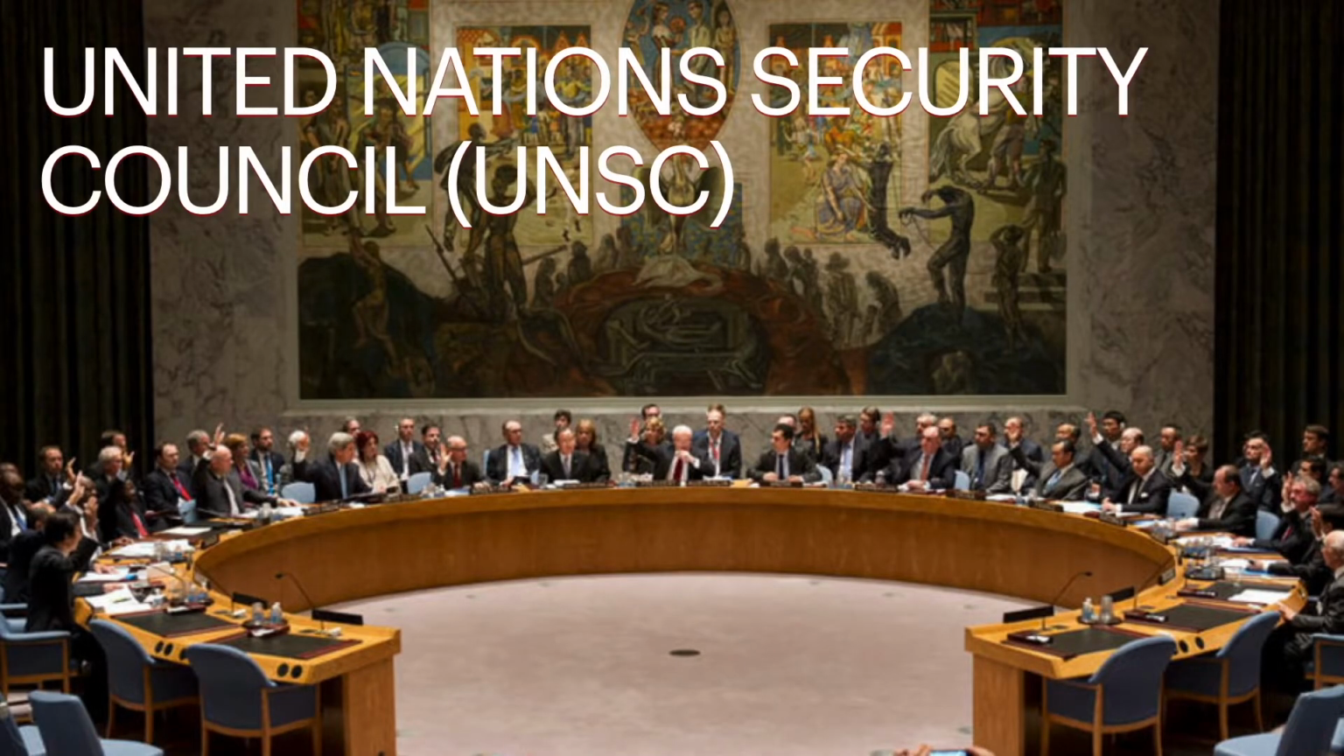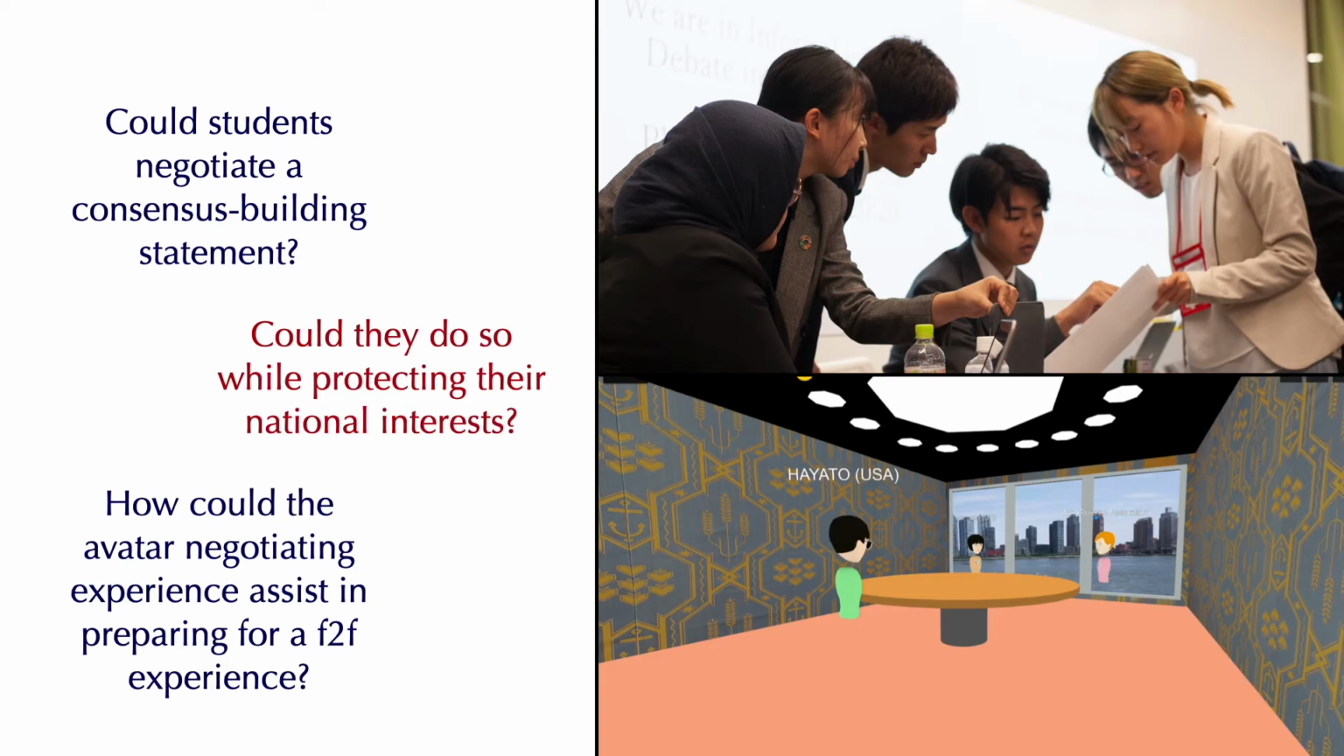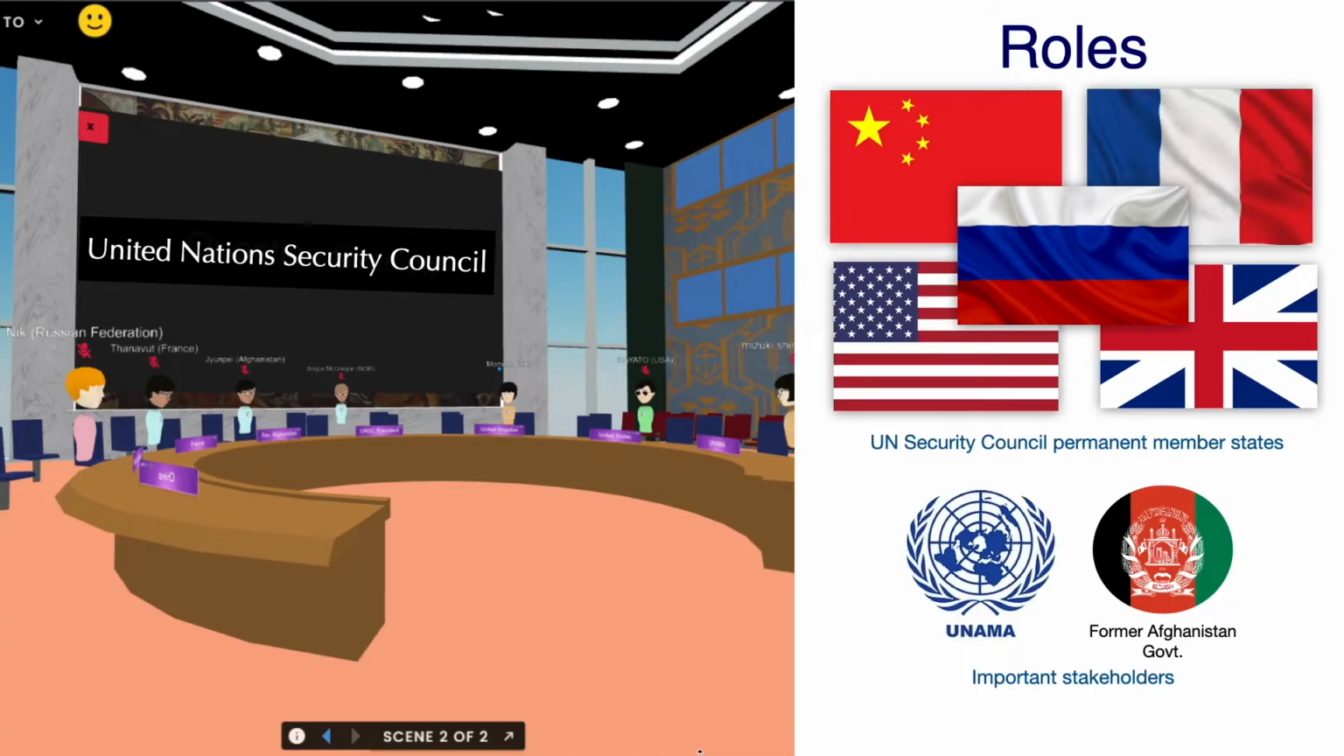So we decided to keep the simulation small. We went with the United Nations Security Council, which has 15 member nations, and created a replica of the United Nations Security Council chambers there in New York City. We were going to explore, could students negotiate a consensus-building statement? Could they do so while protecting their national interests? And how could the avatar negotiating experience assist them in preparing for a real face-to-face Model UN experience?